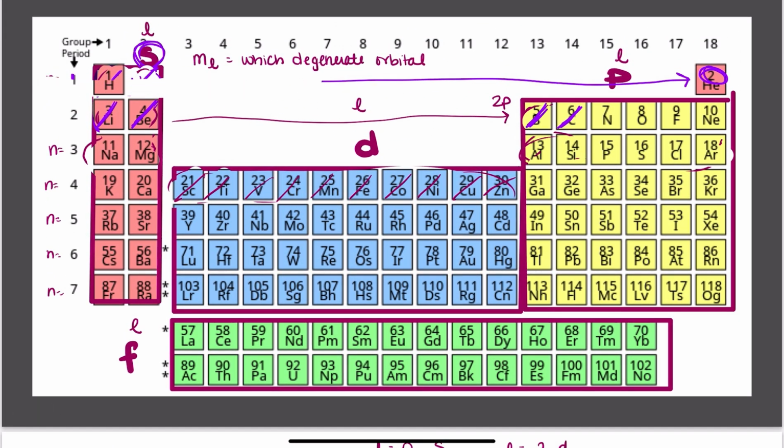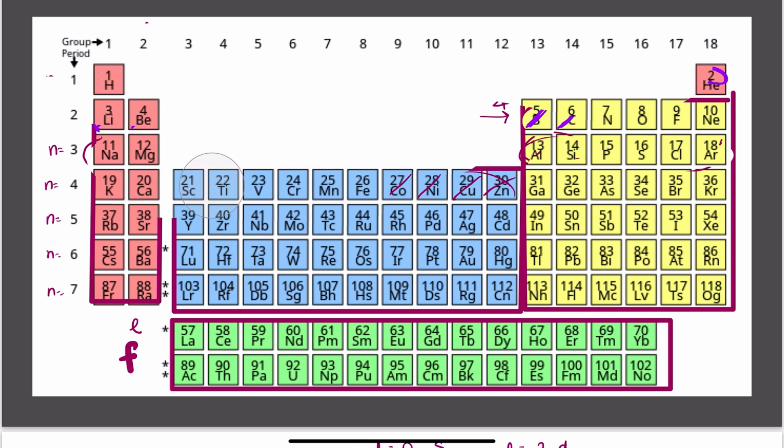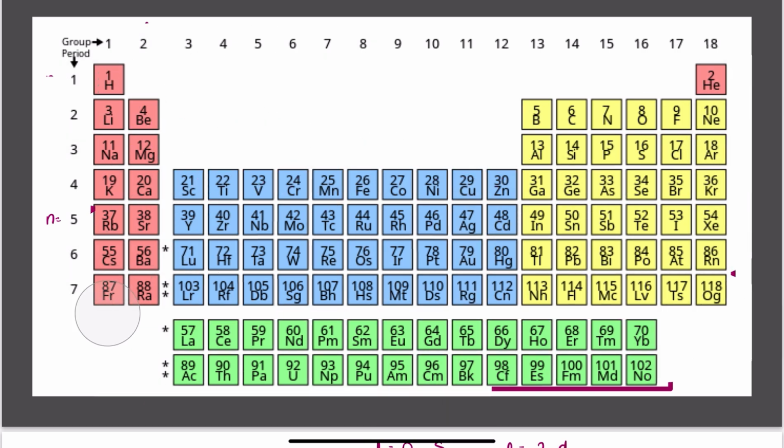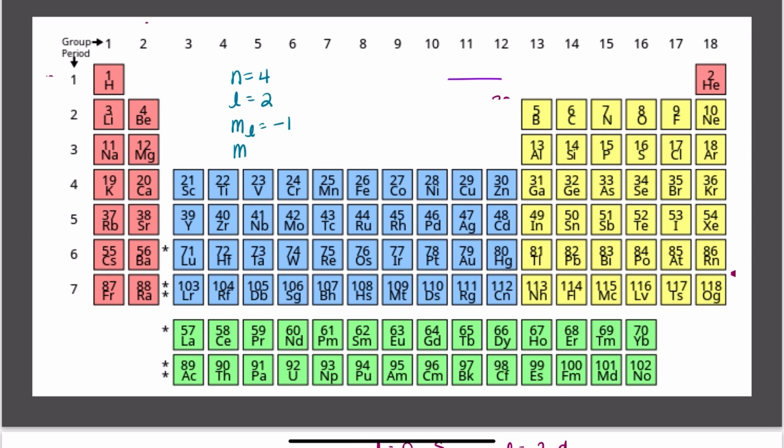What do I mean by that? Let's do a different one really quick just to show you. It's not in your notes, I know, but if I just gave you some random quantum numbers and said, here's what it is, what electron am I looking at? Let's say n equals 4, l equals 2, m sub l equals -1, m sub s equals +1/2. n equals 4 is fourth energy.